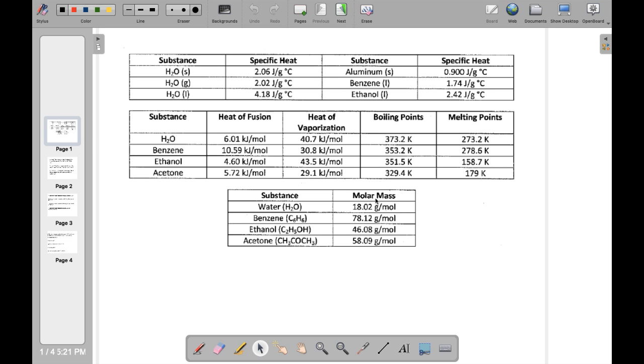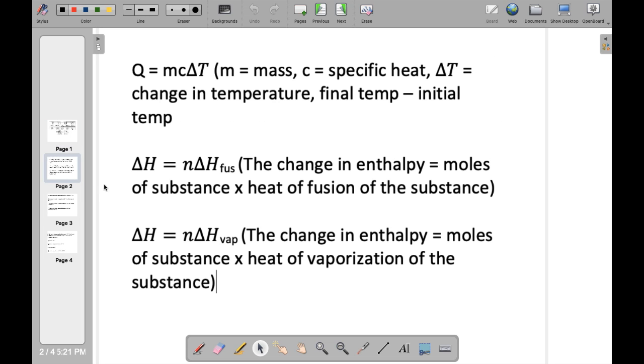Down here they provided us with the molar mass of these different substances. And they've also given us the boiling points and melting points in Kelvin. Remember, to convert from Celsius to Kelvin, I add 273 or subtract 273. Let's go down and look at some of these problems.